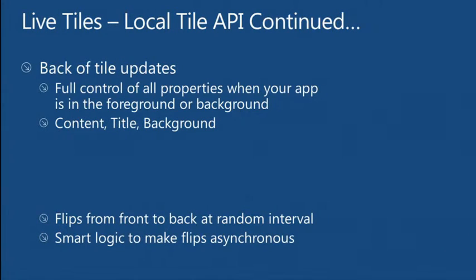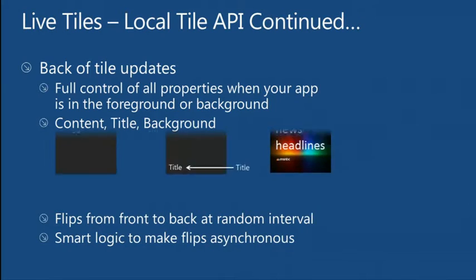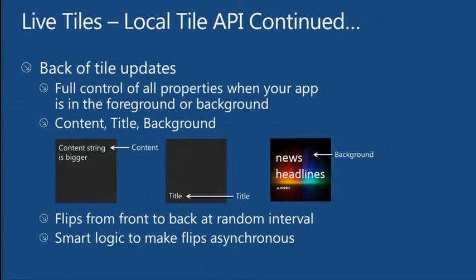The other thing we've introduced is the back of the tile updates. And so now you have full control over these. You have not just the foreground, which I mentioned earlier, but you also have a few other things that you can put on the back of the tile. First one is just a standard content, which is just some very large text that you can put on there. The title also, you can choose to put the title so that when the tile flips, the end user still knows what application they're looking at. And you can also have a background. Again, you can do whatever it is you want there.